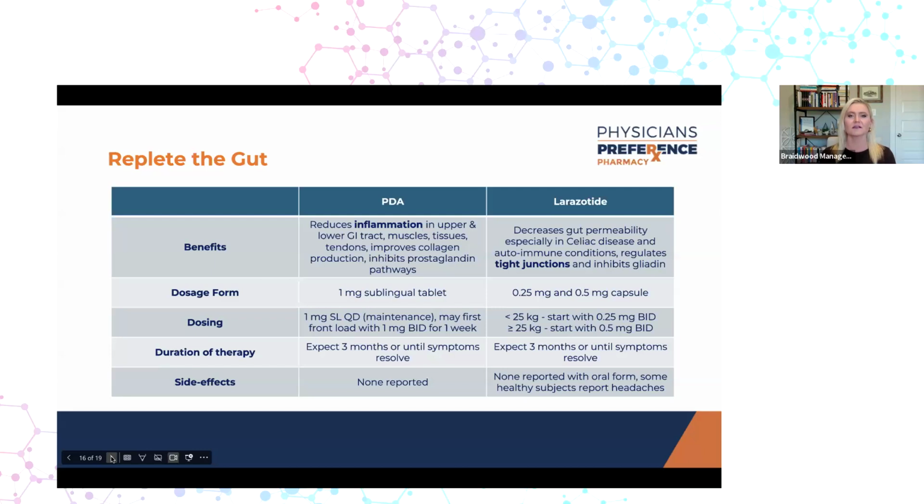So some of the benefits of PDA would be that it reduces inflammation in the upper and lower GI tracts. It also specifically works on reducing inflammation in muscles, tissues, and tendons. It improves collagen production and inhibits prostaglandin pathways. So when you think inflammation, think PDA.